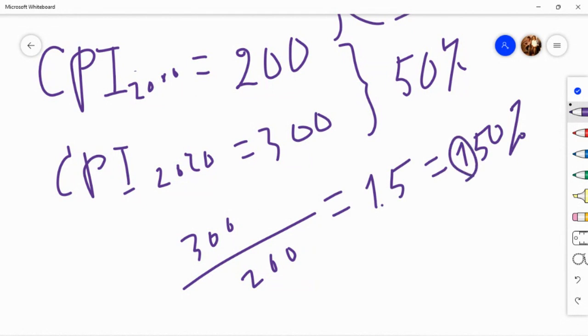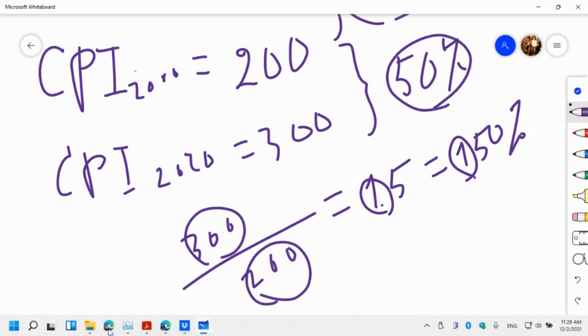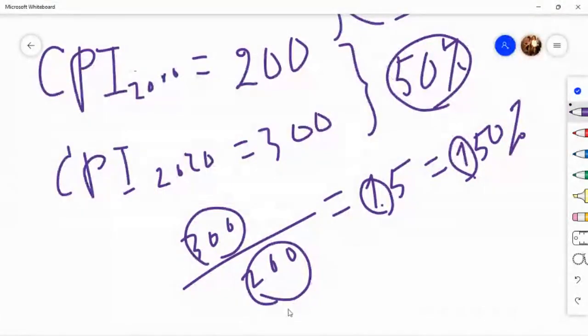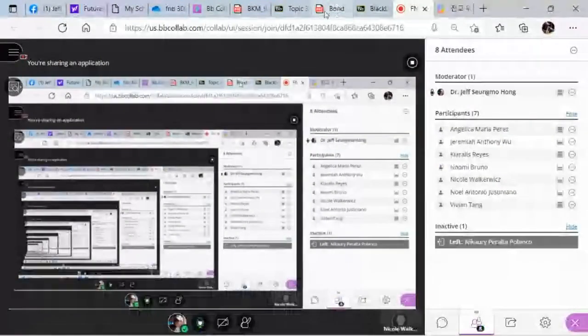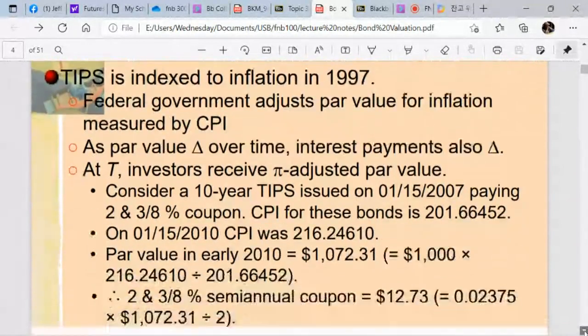Now, one is included in itself, right? Because 200 is already included in 300, right? One is already included, so that's the gross growth rate. Whereas if you subtract one, then that's the net growth rate, right? Makes sense. So if you understand CPI, then the rest of it is pretty easy. Where was I? Yeah, here. So let's take a look at this.